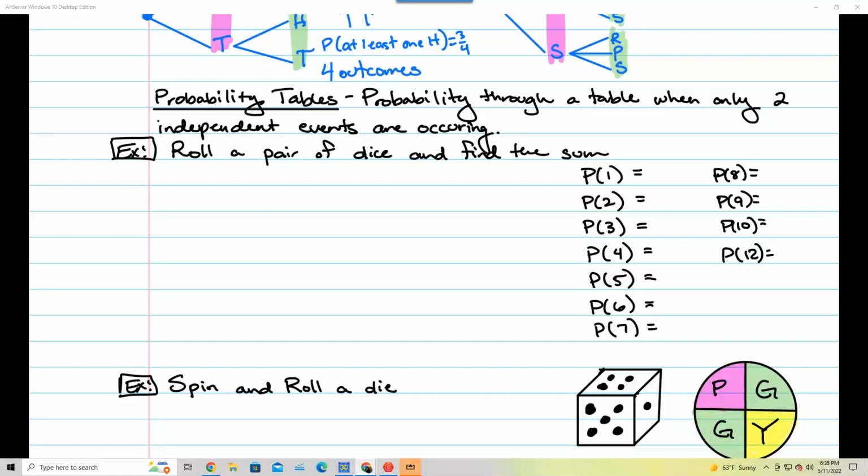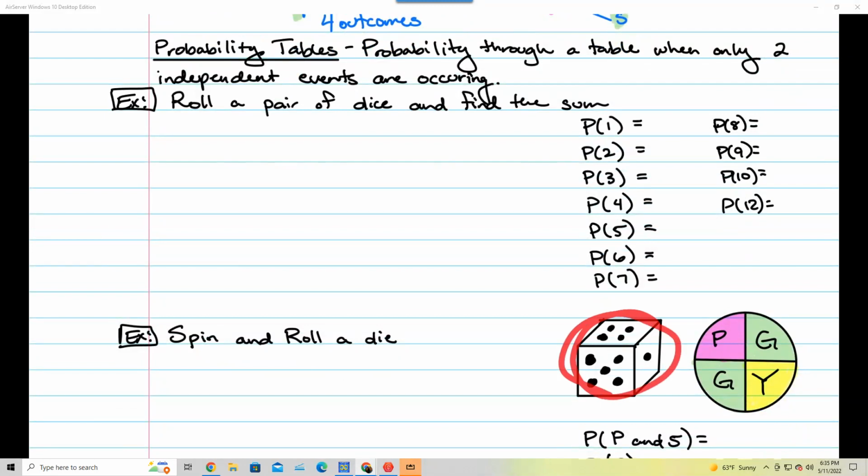So let's find the probability that I roll a pair of dice and find the sum. Remember, a die looks like this. A pair of dice is basically 2 of those, and the options that you get are 1, 2, 3, 4, 5, and 6. So I'm going to go ahead and write the notes for this. I'm going to make a table. On this first table, we're going to make a really, really thick line going this way. And this is going to represent all of the options for the first die.